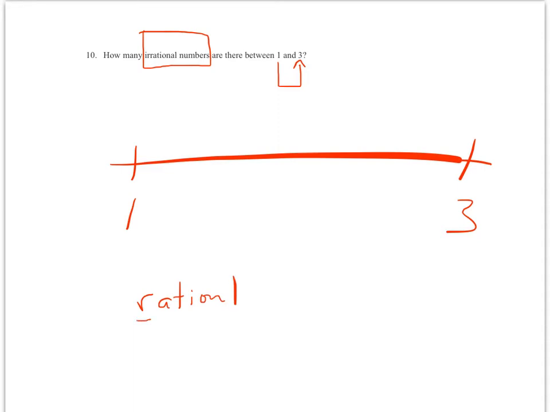A rational number, the root of this is ratio, is a number that you can write as a fraction using integers. So like 1/3 is rational. Irrational is something like square root of 3. The point is there's an uncountable number of irrational numbers between any pair of numbers. So the answer to this question is there's an infinite number of numbers between 1 and 3 that are irrational. There's also an infinite number that are rational.